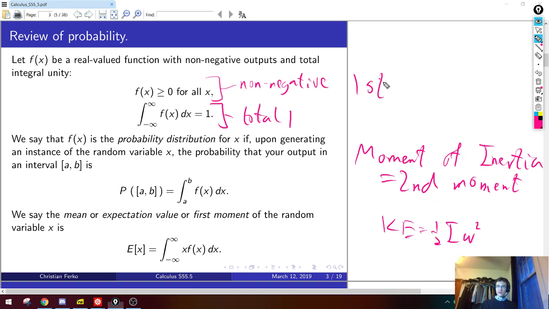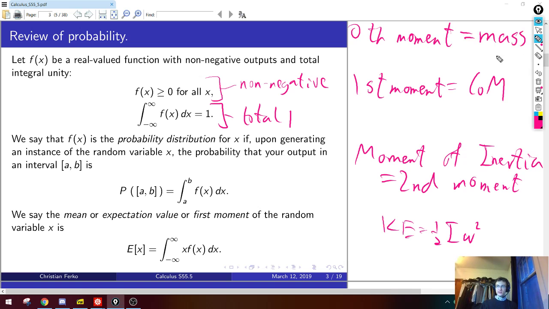So the first moment in physics for a massive object is just the center of mass, right? And the 0th moment, which is just the integral of the density, is the total mass of the object. So it makes sense to talk about higher moments of objects, but you don't say the word inertia.